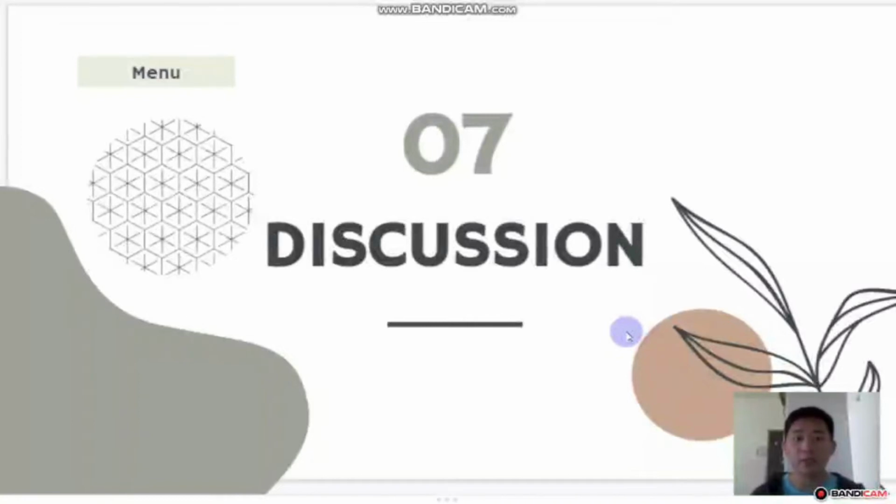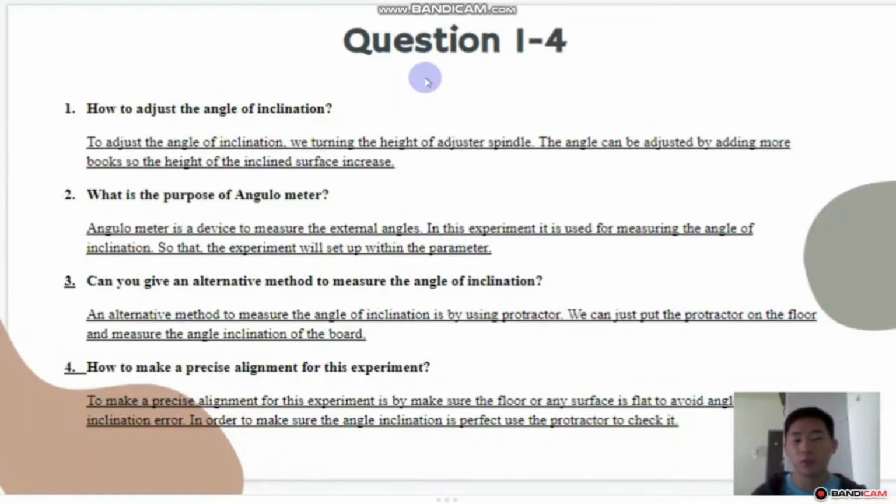Hi, my name is Jirol Dewi Suparin and my ID number is MA19N116. I want to present the discussion part. This is question 1 until number 4.